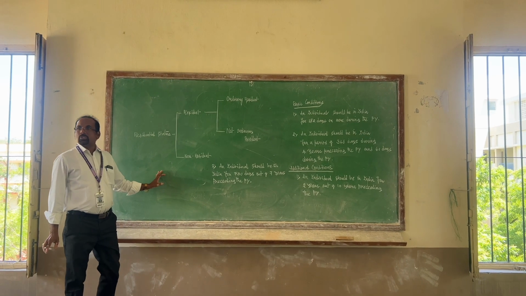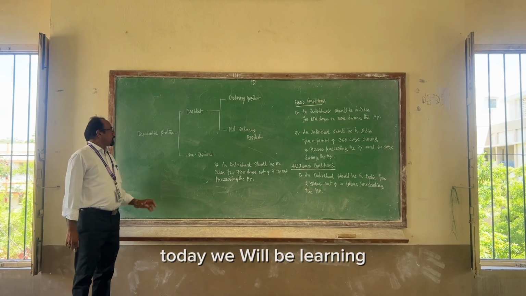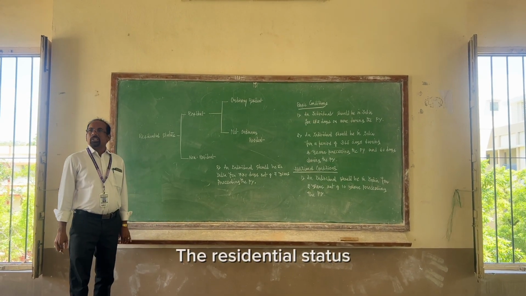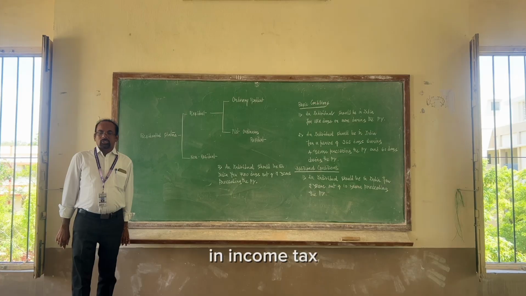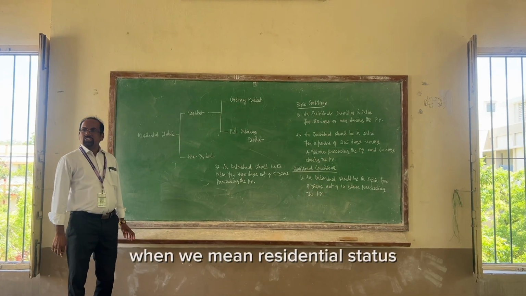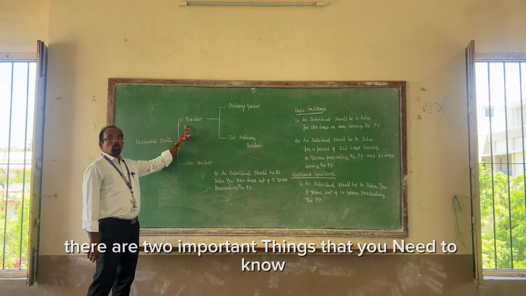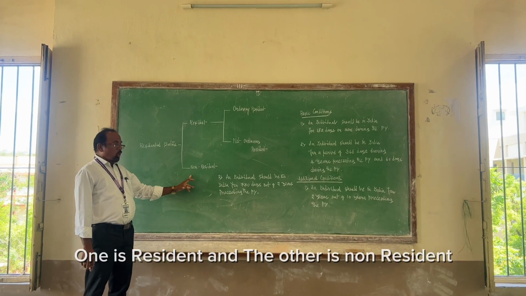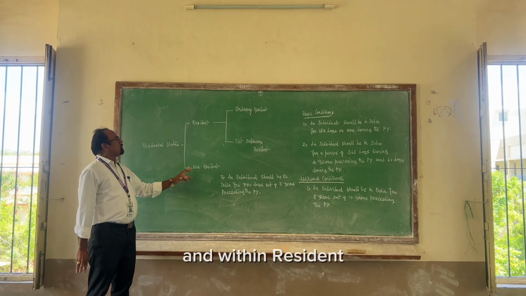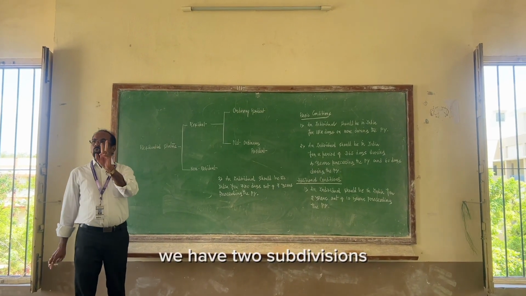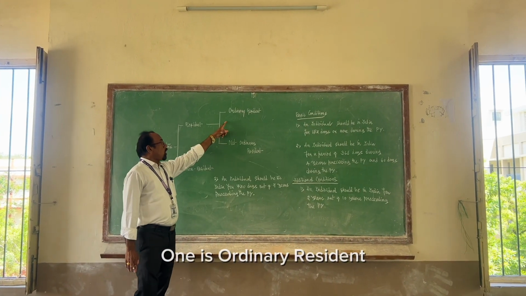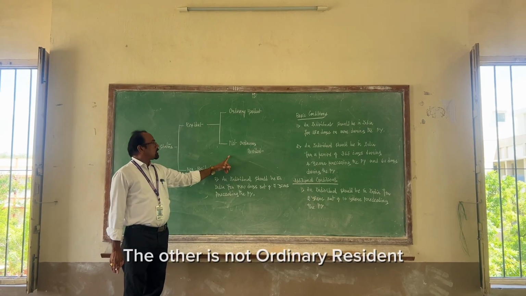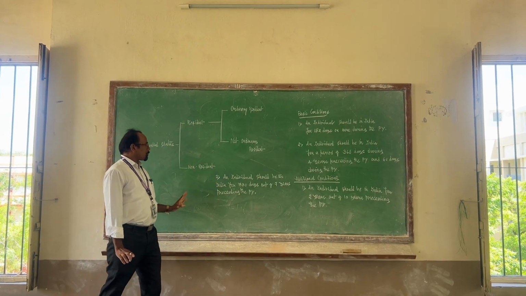Morning, dear students. Today we will be learning the residential status in income tax. When we mean residential status, there are two important things that you need to know. One is resident and the other is non-resident. And within resident, we have two subdivisions. One is ordinary resident, the other is non-ordinary resident.